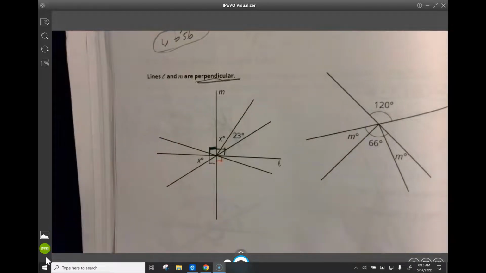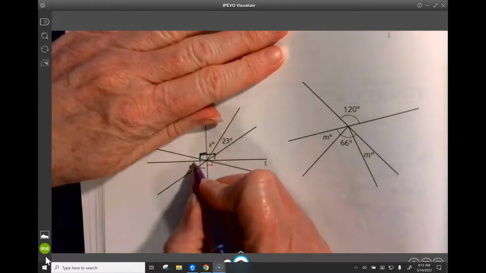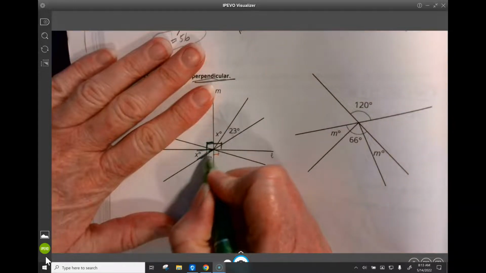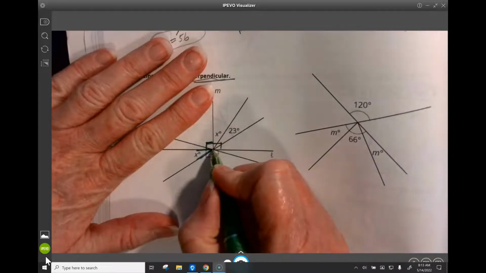Oh, hey, look at this. We got a vertical angle going on. Vertical angle right here. Always look for those. Those are your best friends because those are easy. Now, what does that match up with?